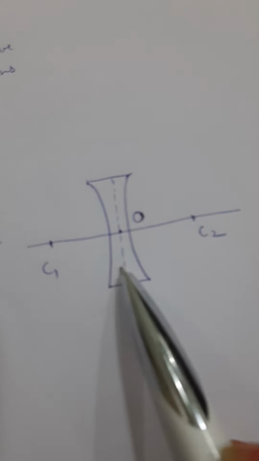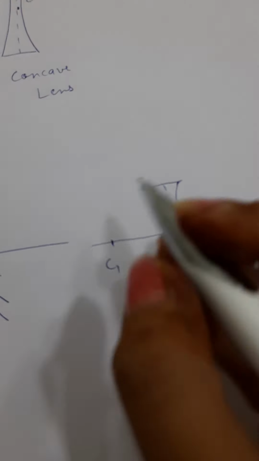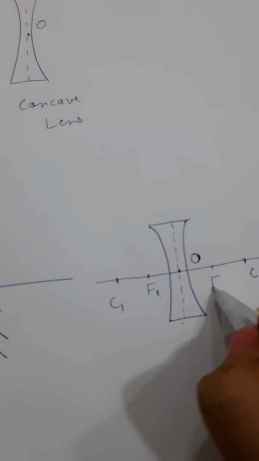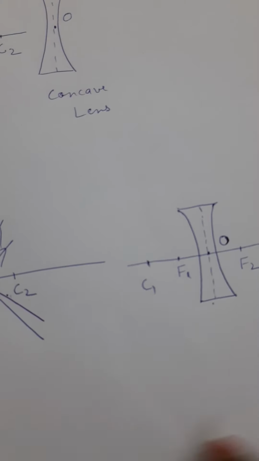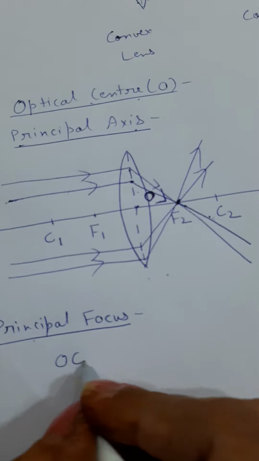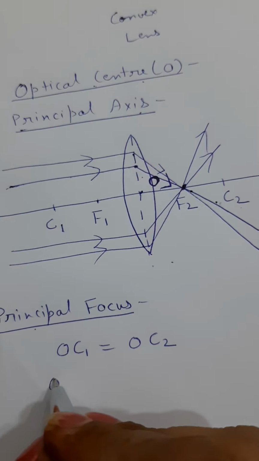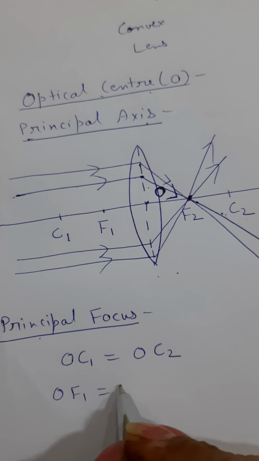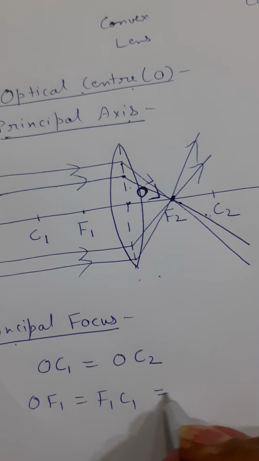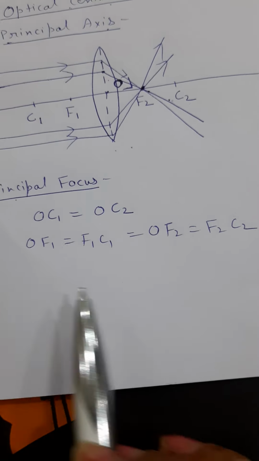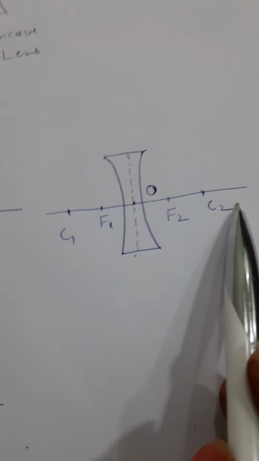Now talk about the concave lens. First I am marking these points so that it will be easy to draw the diagram for you. According to your syllabus, what we have done, I have taken OC1 equals OC2, and you remember I have taken OF1 equals F1C1 and OF2 equals F2C2. So I have taken it like this, you measure with the scale and then draw the diagram.